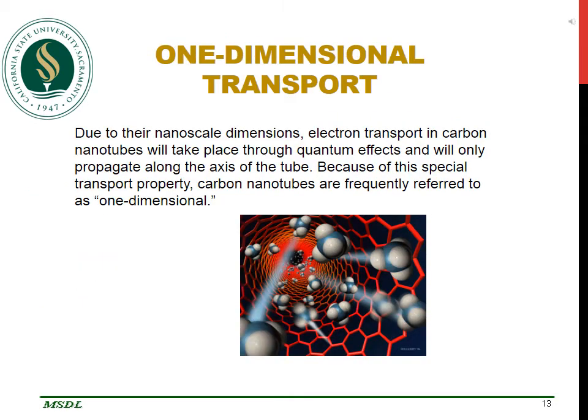We just discussed one-dimensional transport. Due to their nanoscale dimensions, electron transport in carbon nanotubes will take place through quantum effects and will only propagate along the axis of the tube. Because of this special transport property, carbon nanotubes are frequently referred to as one-dimensional.